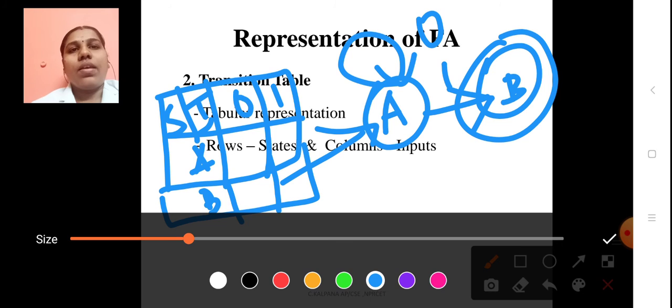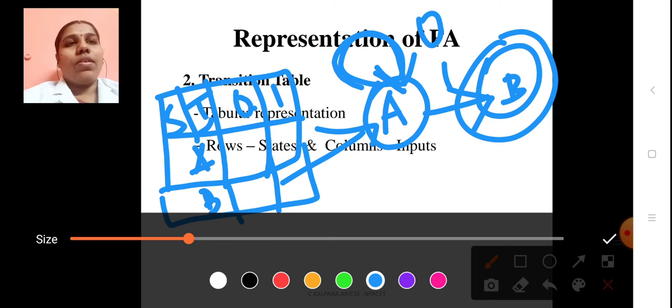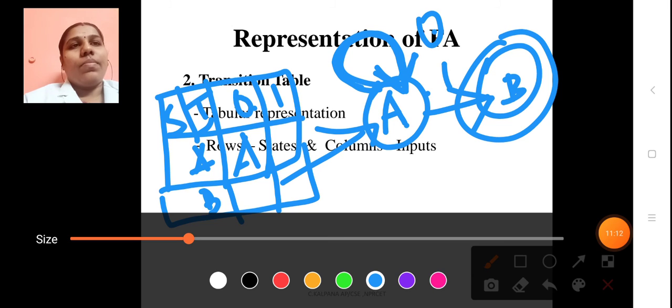Let's see. A to 0. We have to find out which state A moves to on input 0. Here the state is A and the input is 0, and it moves to the same state A. So you have to represent A to 0 as A. Okay. Then A to 1 moves to B.